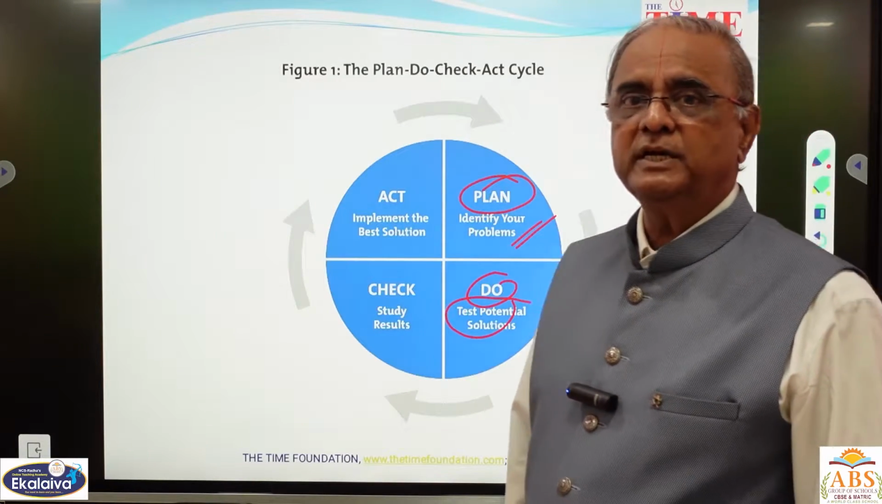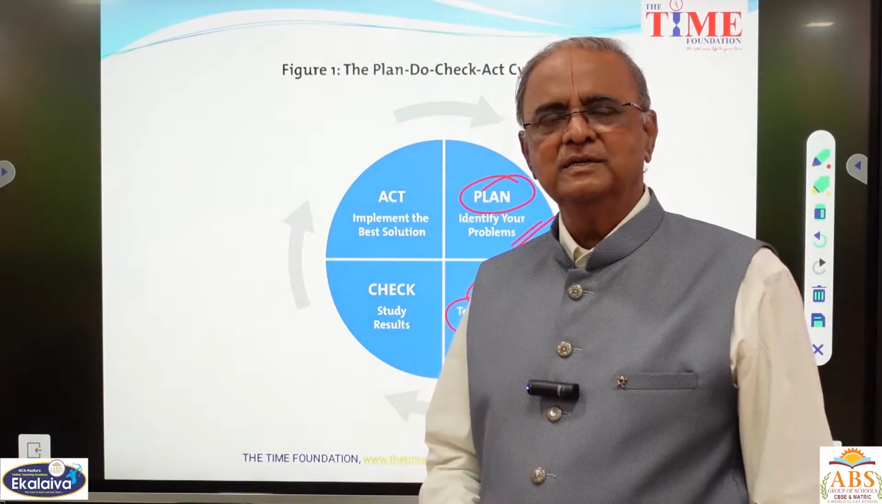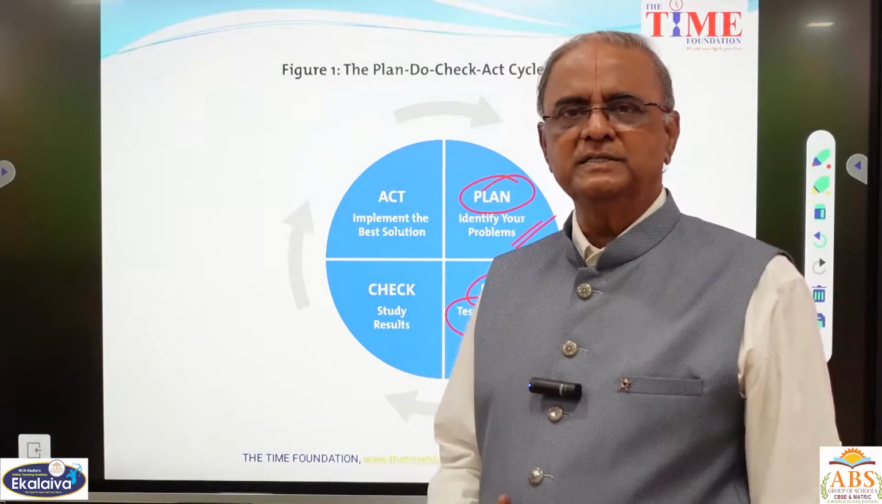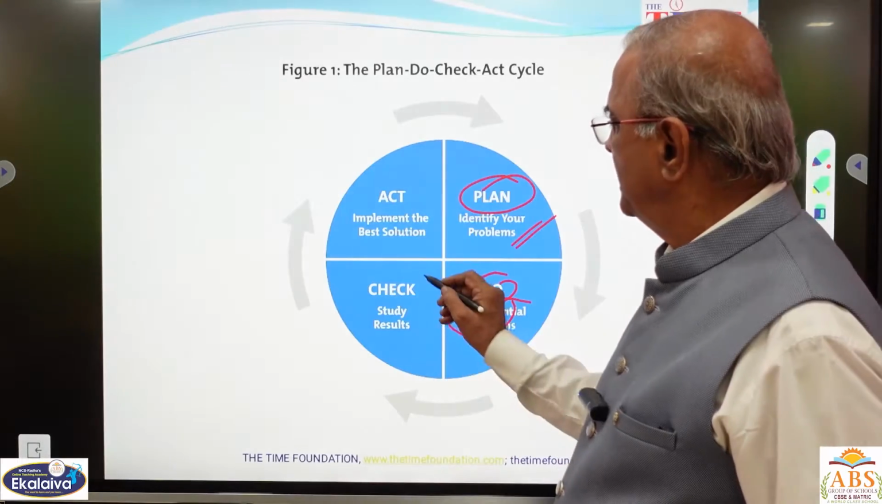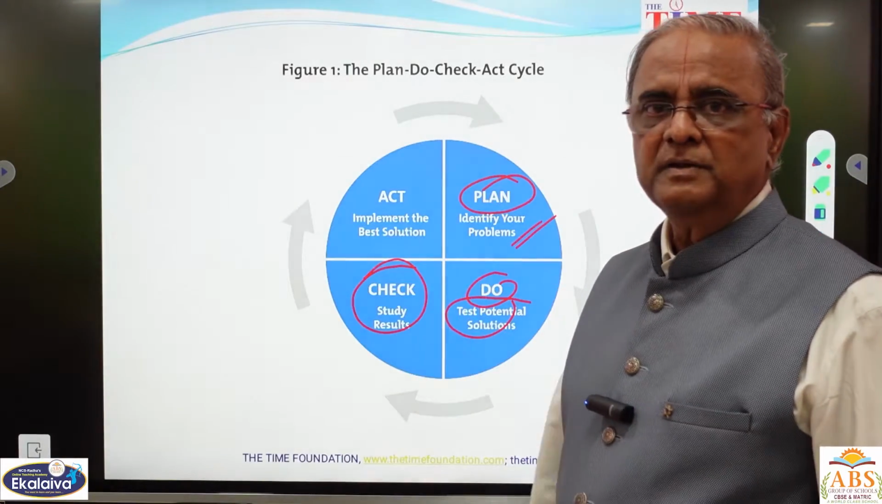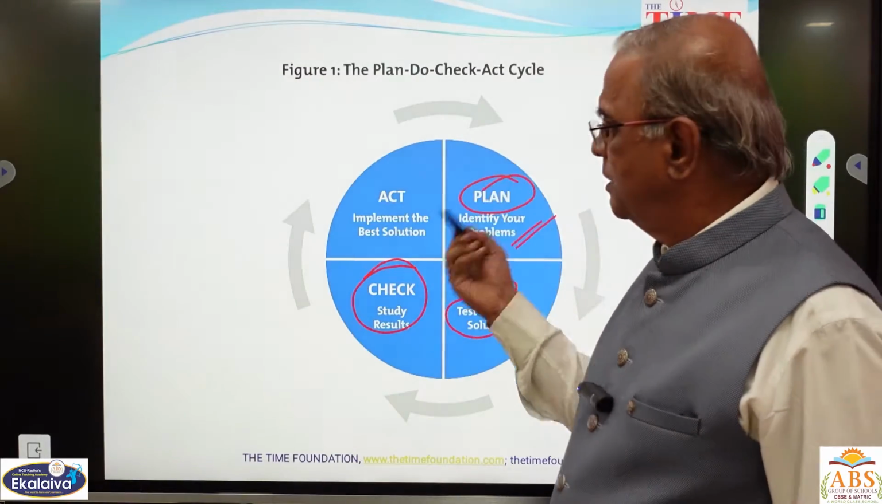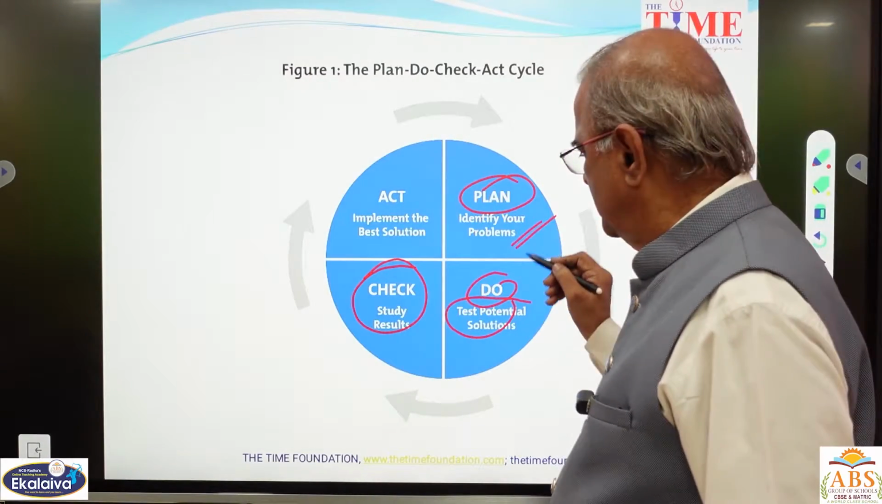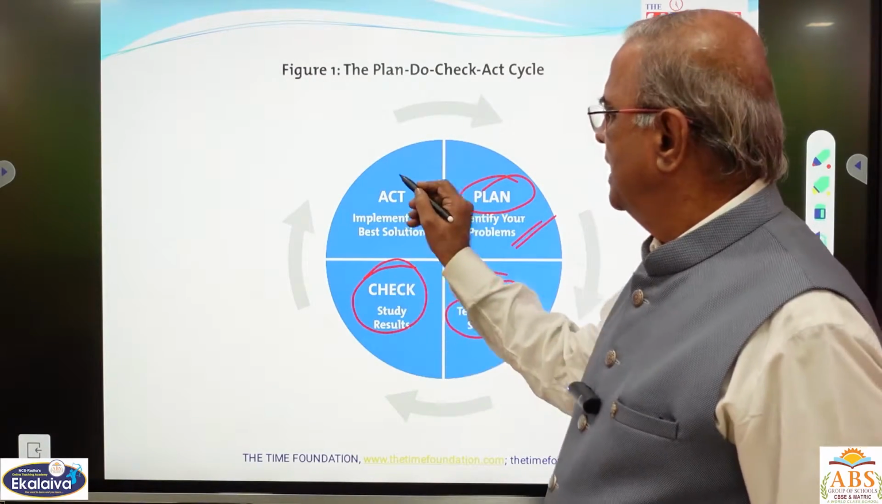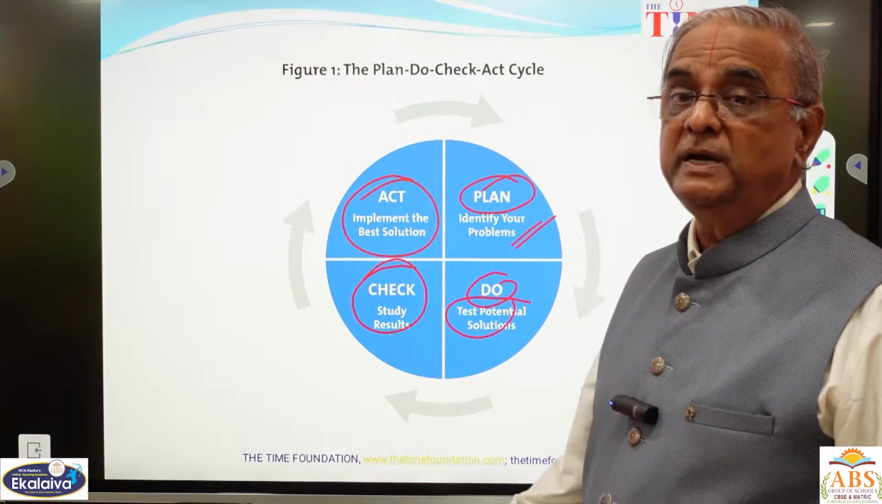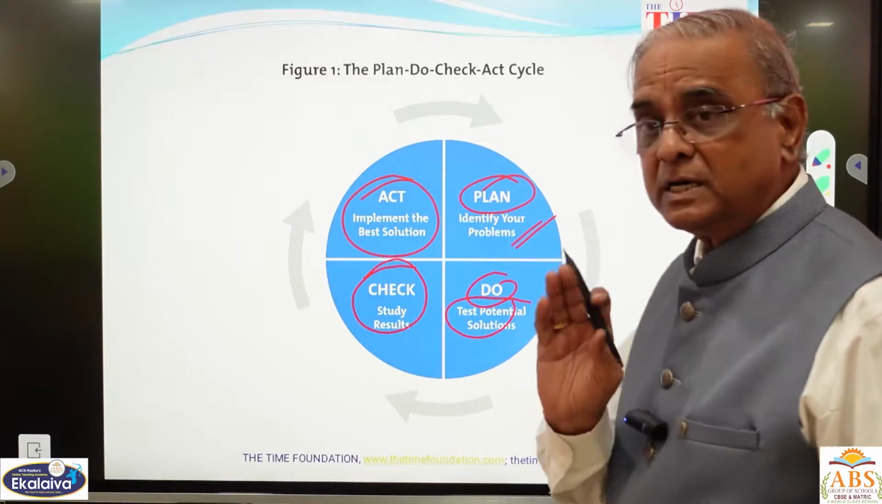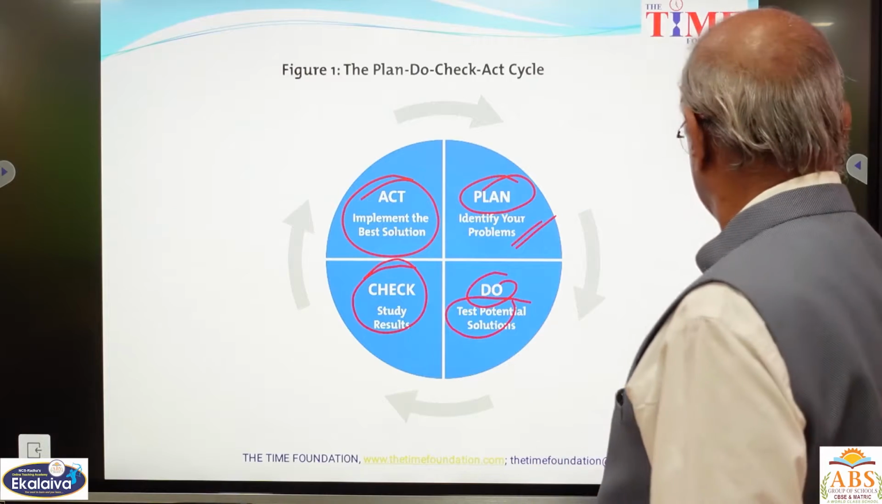That's why in a TQM setup, task forces, quality circles, 5S activities, which I'll discuss in a little while, and then check whether you are getting the result. If you get the result, fine. If you are not getting it, go back to plan again, go back to do again, and implement the best solution. This PDCA cycle is the heart of the TQM process, right?